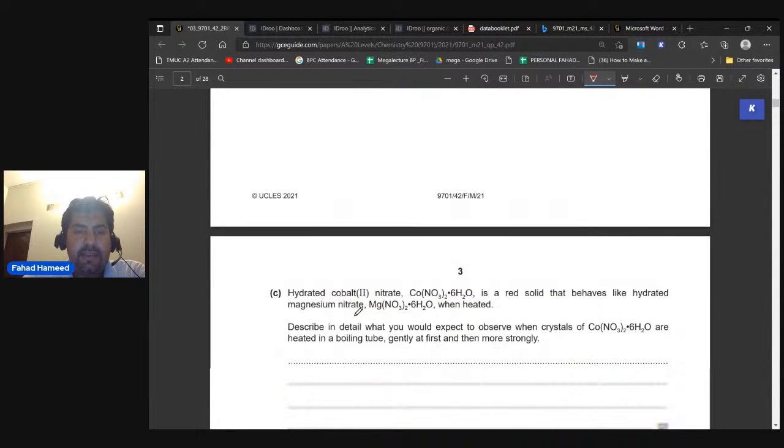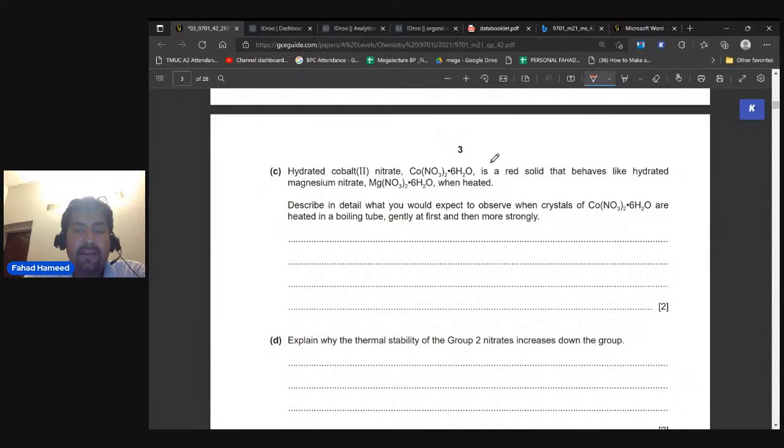Okay, then next one is hydrated cobalt nitrate .6H2O is a red solid that behaves like magnesium nitrate. So when he says that, he's talking about magnesium nitrate. Describe in detail what you would observe when crystals of cobalt nitrate .6H2O are heated in a boiling tube gently at first and then more strongly.